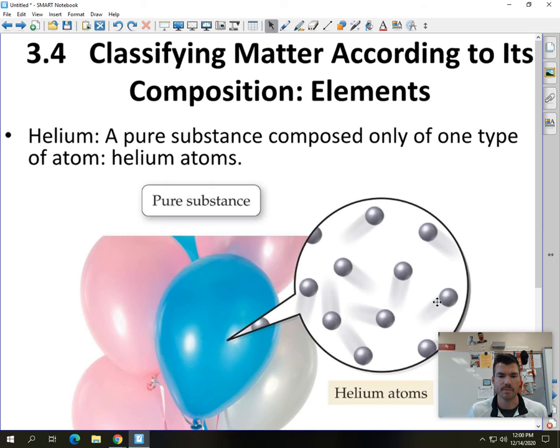Here's an example of helium. Inside your party balloons at your birthday party, helium is a pure substance. It's only helium in there. That's why it floats. It's lighter than the air. You don't have to draw that. It's just an example.